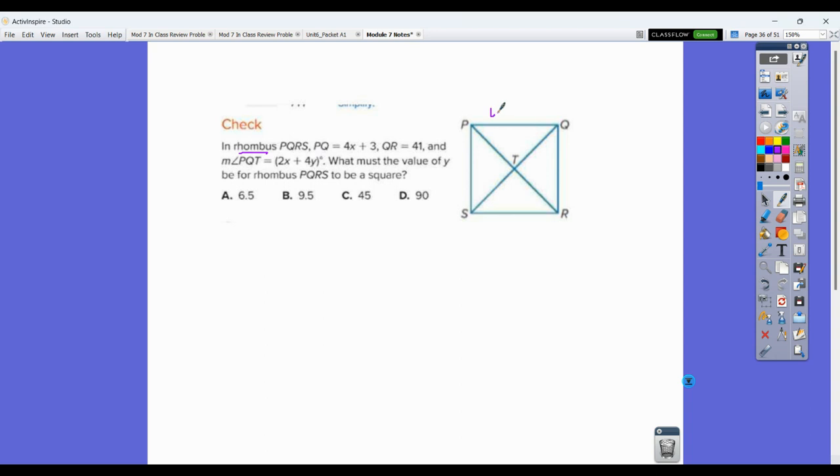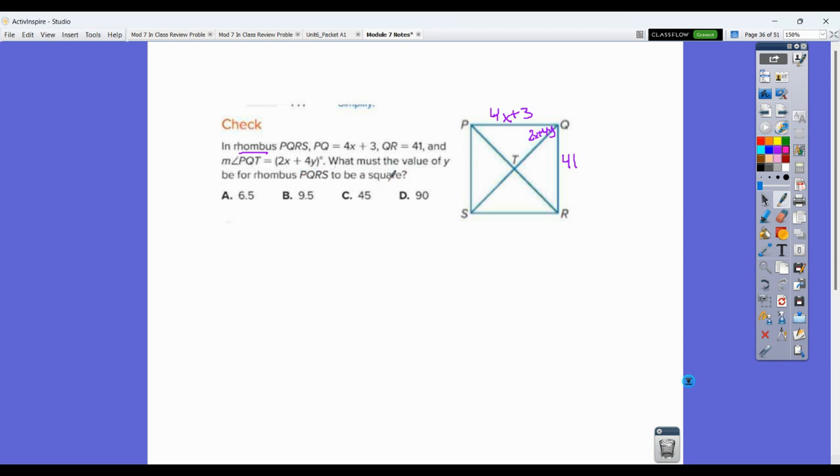So PQ is equal to 4x plus 3. So we have that. QR is equal to 41. So right now I'm going to focus on those two things. And PQT, this angle in here, is 2x plus 4y. We got another variable in there. Okay, so what must be the value of y for the rhombus to be a square?